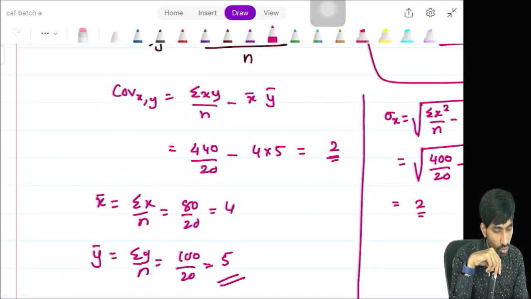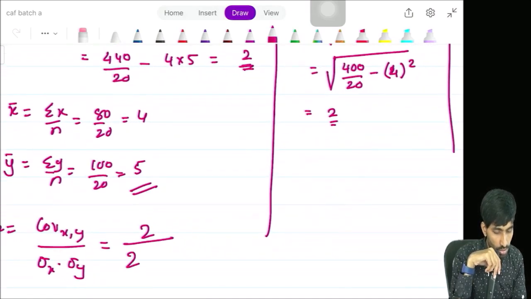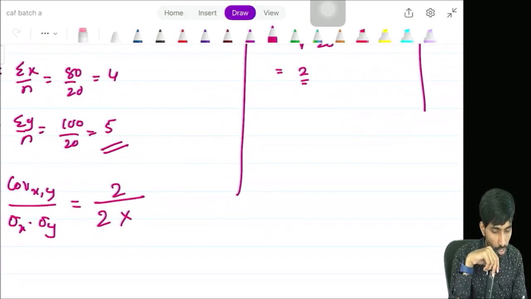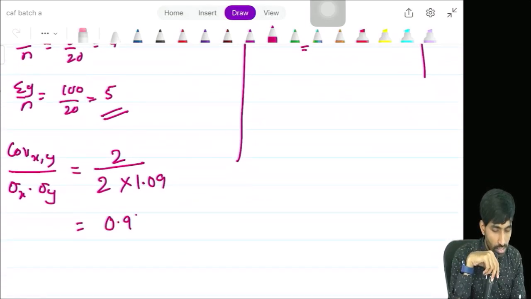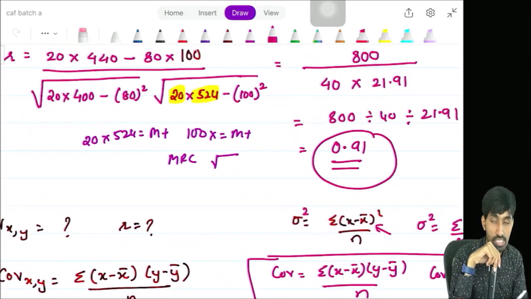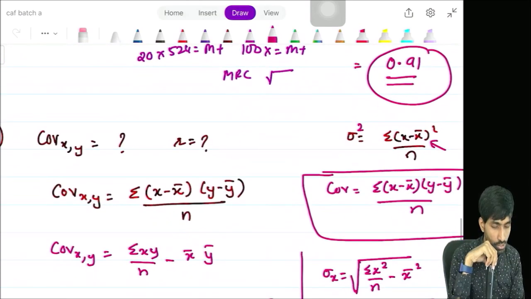Covariance is how much? 2. 2 upon 2 into 1.09. 2 divided by 2.18 is 0.91. Is it the same as what we got previously, yes or no? So anyways you can solve. Understood? But if you know the formula, it becomes easy, I think. Correct? Please copy this also.